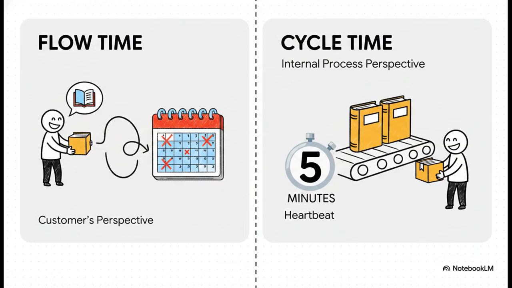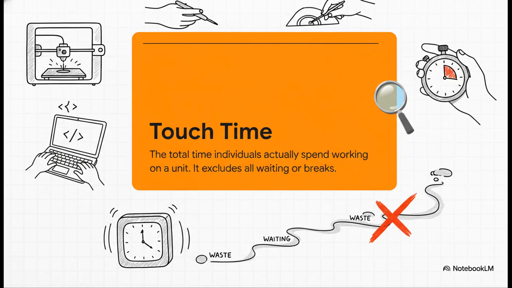Cycle time, though, that's an internal view. It's the average time between two finished items coming off the production line. If you make 100 books a day, your cycle time is 1/100th of a day, which is about 14 minutes. It's like the heartbeat of your operation. Now let's zoom in even further to the most granular level, touch time. It's often called value-added time, and it's only the time someone is physically or digitally working on the item. It's the printer printing, the surgeon operating, the programmer coding.